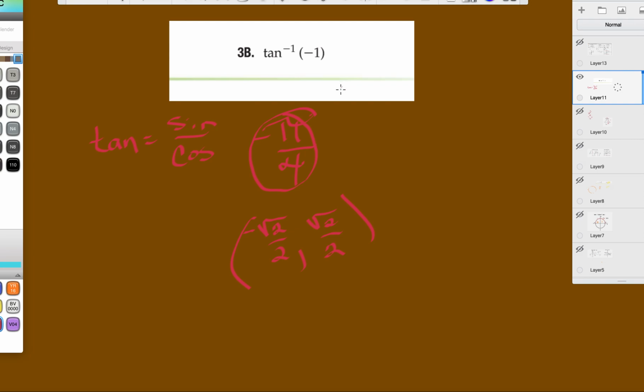And that, just like before, they give you one that doesn't exist because they give you an inverse tangent where it's an undefined domain. So I didn't want to give you that one. It got kind of boring.